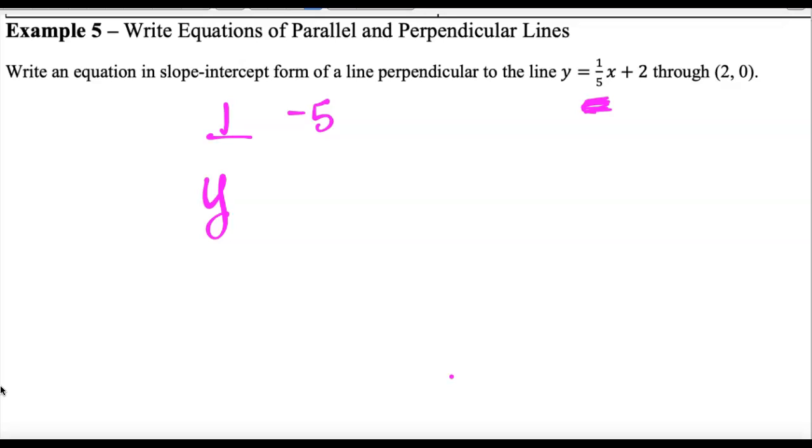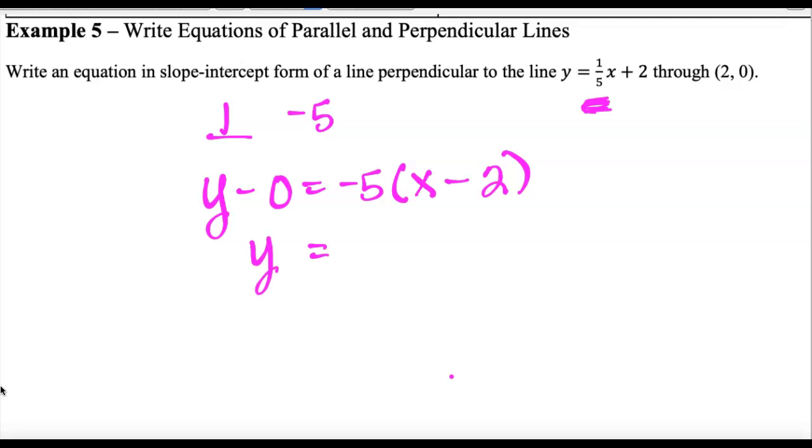So I'm going to say y minus 0 is equal to -5, parentheses, x minus, and my x value there is 2. So here I left this as just a 0, so it's going to be left with just y. If I distributed that -5 out, I'd get -5x, and then multiply here, and we get +10. So sometimes writing it in point slope first is helpful. I don't have to solve for b then.